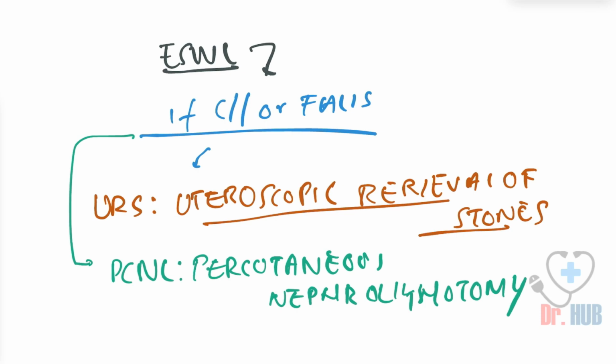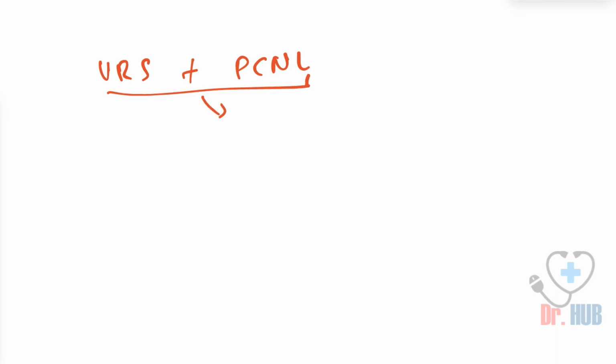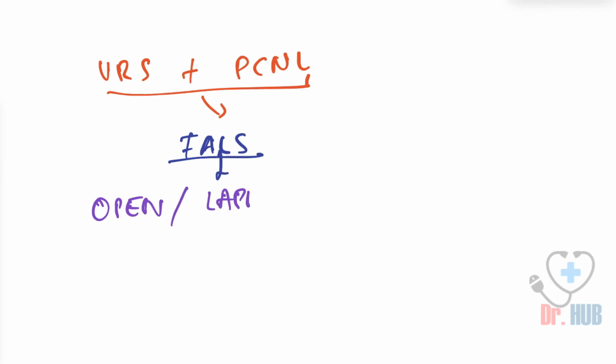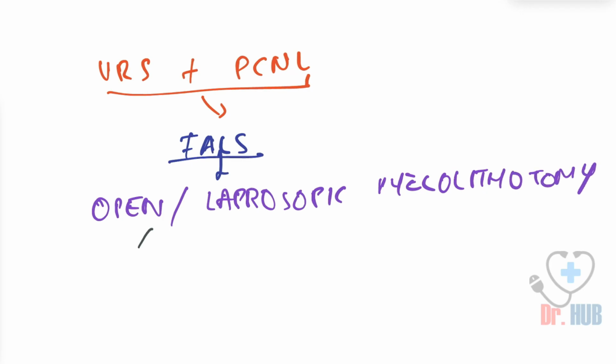Now when you look at the URS and the PCNL, when these two fail, what happens? There is the open or laparoscopic pyelolithotomy, as well as the nephrolithotomy.